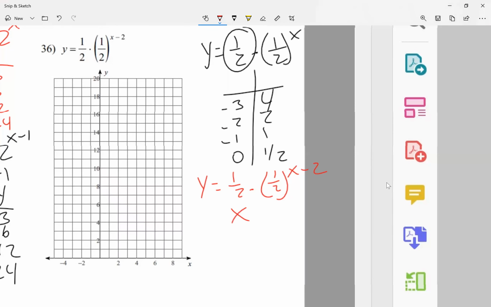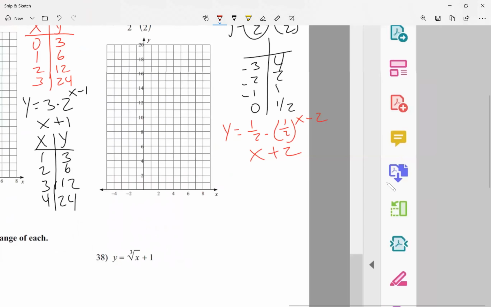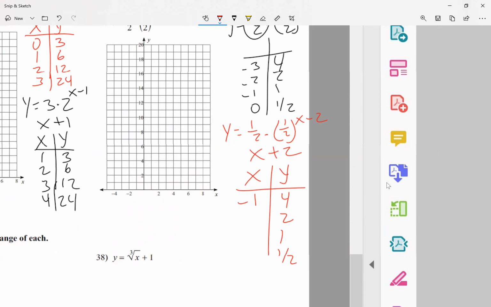That means on the x values, I'm going to add 2 to my x values. So leave the y values alone. So 4, 2, 1, 1/2. And my x values are going to be -1, 0, 1, and 2.